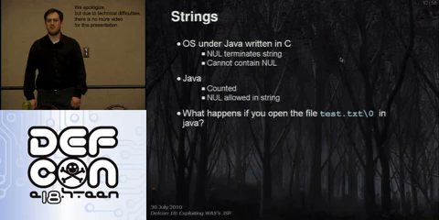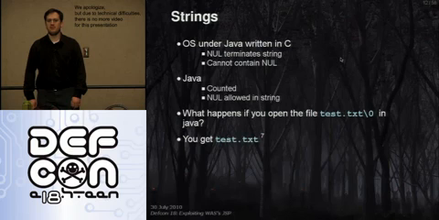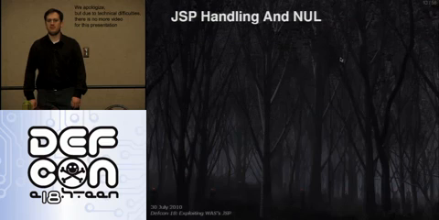So the big question we're going to start with is: what happens if you try to open a file in Java like test.txt/0, so with a null character in Java? Well, actually you get test.txt. This has been known about for a very long time. Formally, just the specific instance has been talked about by some people on the web, but it's been known and used in Tomcat exploits for quite a while.